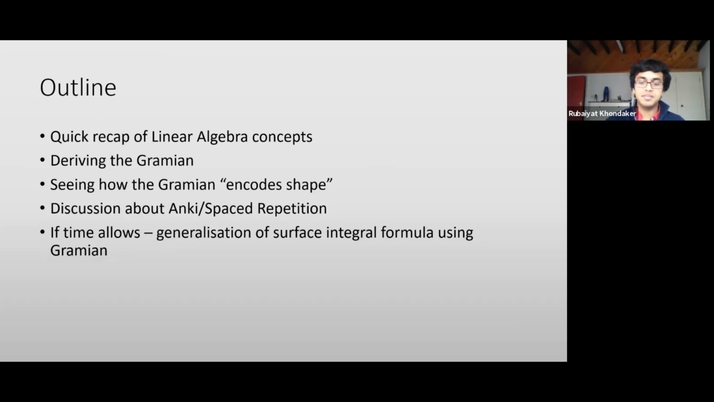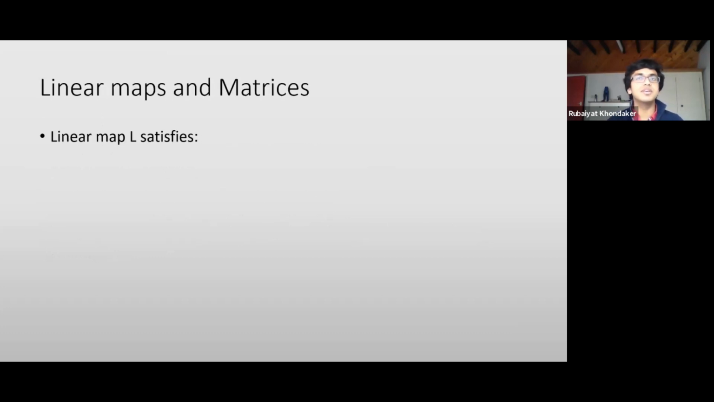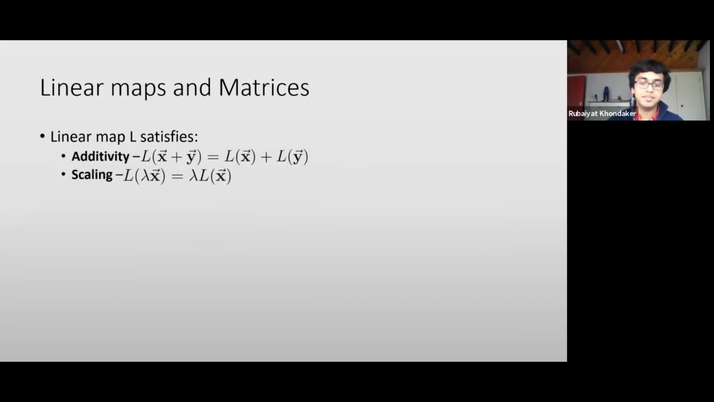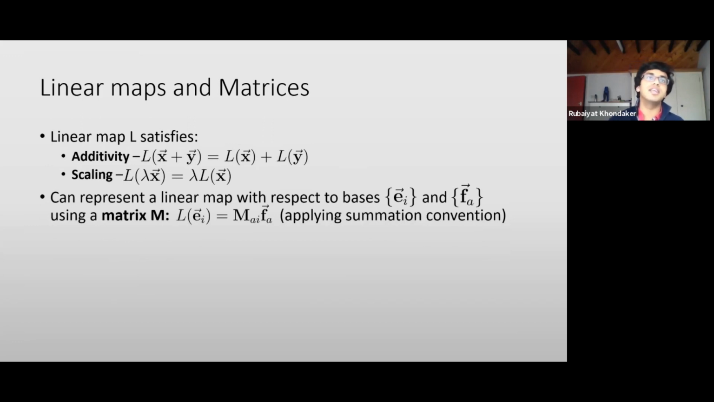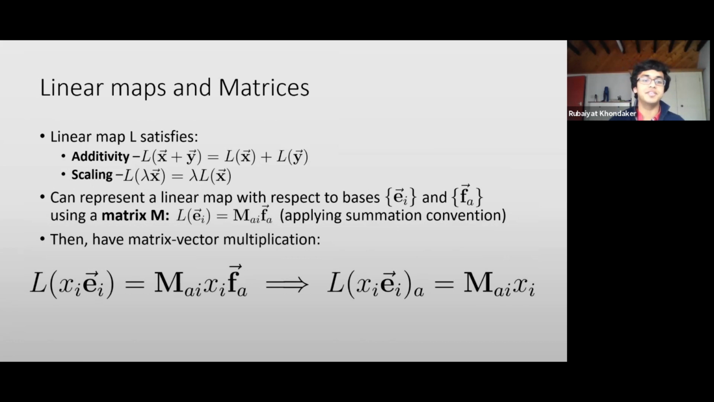Right. So first, just some stuff about linear maps and matrices. A linear map has two properties that it satisfies, additivity and scaling. Given bases e_i and f_a of a vector space, you can represent the linear map using a matrix M. So if you use summation convention here, you have L of e_i is M^a_i times f_a. And from that, you can derive a matrix-vector multiplication form. So you get L of x^i e_i becomes that. So the a-th component becomes M^a_i x^i, which you might recognize from your Part 1A course on matrices.